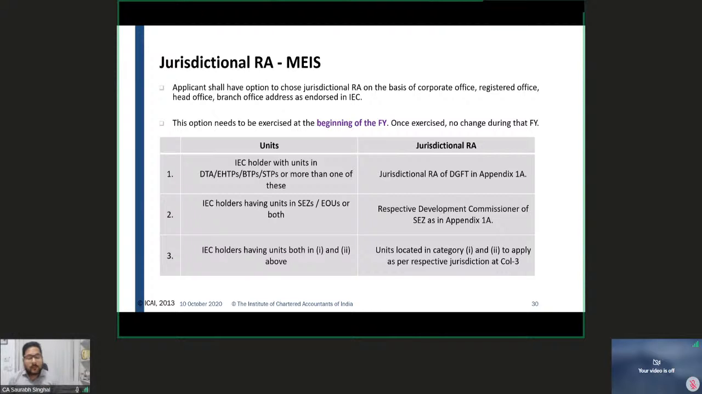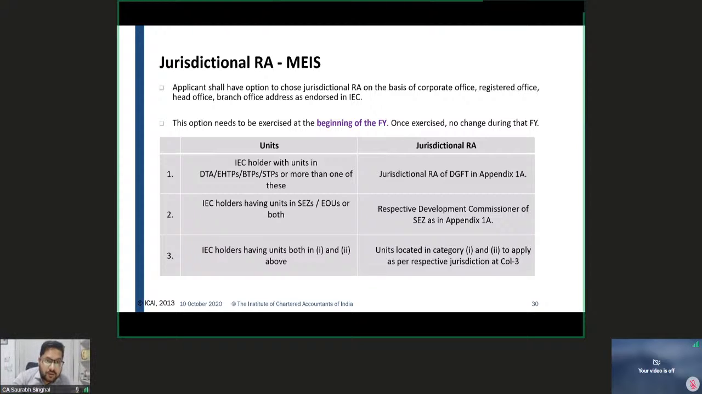Now suppose I am an IC holder and I have a unit in DTA also, ESTP also, BTP also. So I have a unit in DTA and I also have an ESTP unit or a BTP or an STP unit. Then my jurisdictional RA will be any RA as per my convenience, based on my corporate office, registered office or head office.